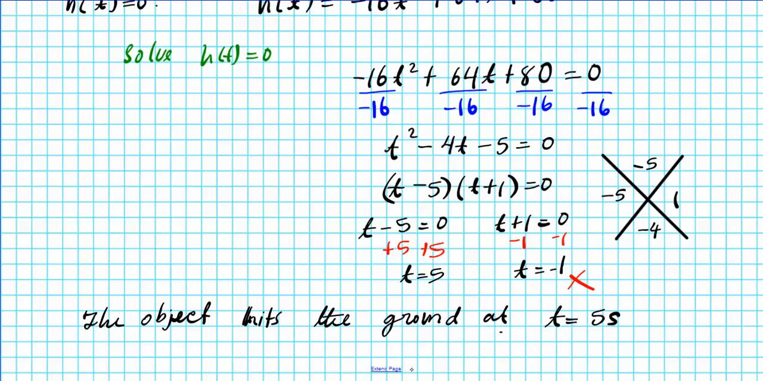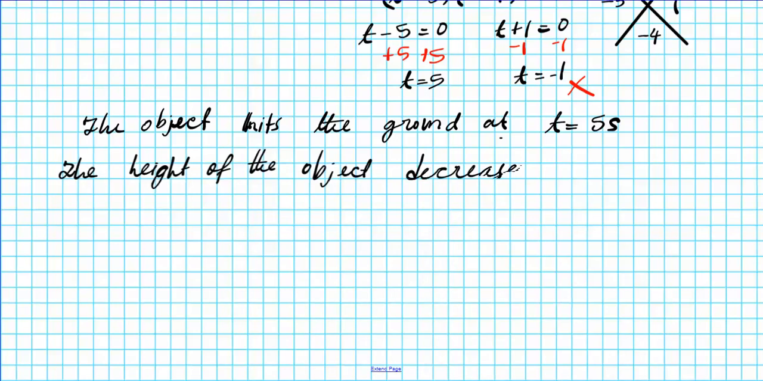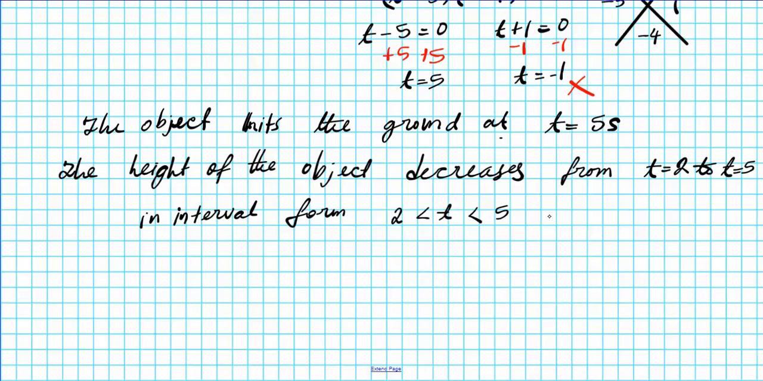Now, for problems like this, when you're asked to state your reasoning, you want to write down your thought process as much as possible, so your grader knows that you understand what's going on. Okay, so the height of the object decreases from t equals 2 to t equals 5. We were asked to write it down as an interval. So in interval form, you can write 2 is less than t and t is less than 5, or you can write parenthesis 2 comma 5. Okay, so that's the interval where the height of the object is decreasing.